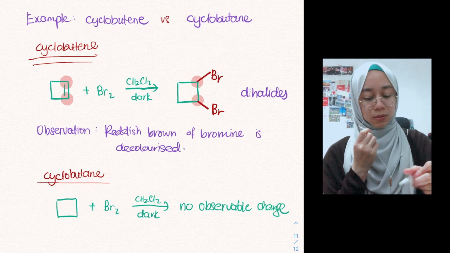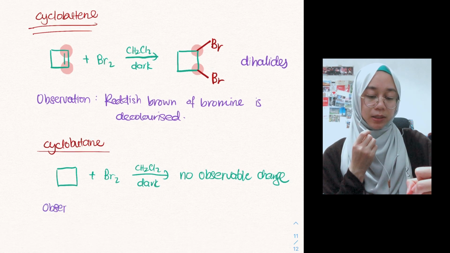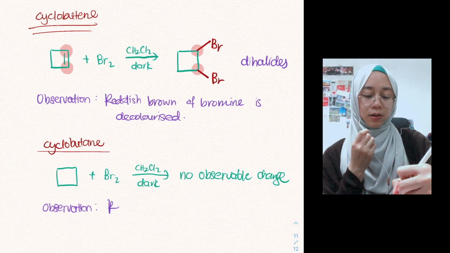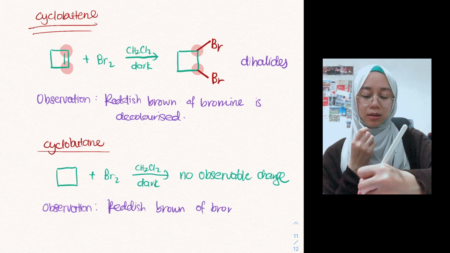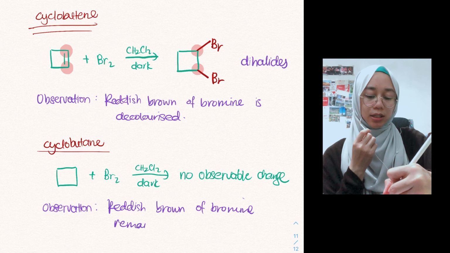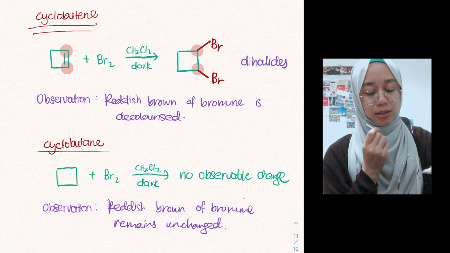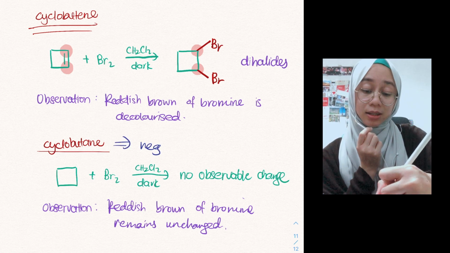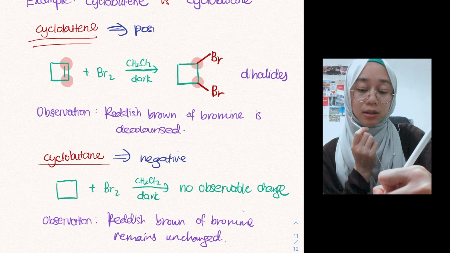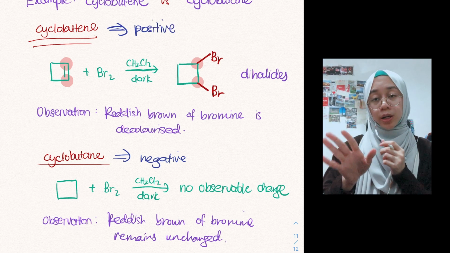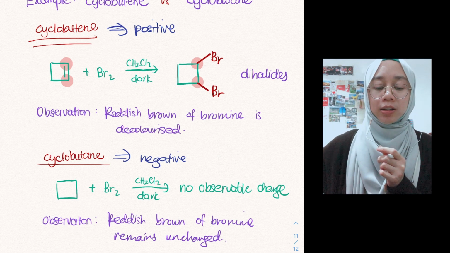Okay, so what's going to happen to the observation part then? Okay, so since there is no observable change, therefore the reddish brown of bromine remains unchanged. So again, as you can see here class, the alkane gives a negative result. Meanwhile, cyclobutene pula gives you a positive result. So just take note that alkene sentiasa positif lah untuk 2 test ni, tapi alkane pula no. Okay, so kena compare macam ni.